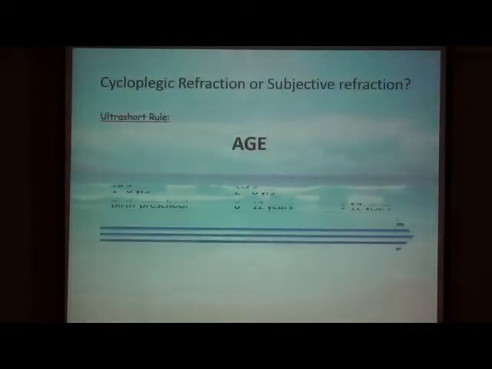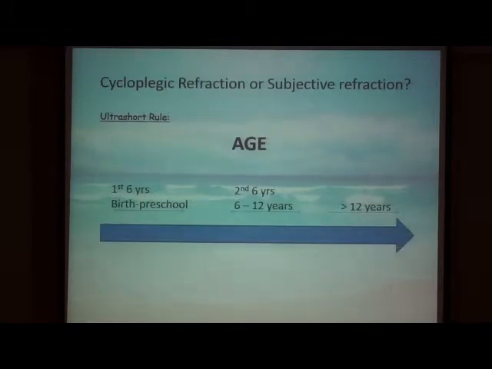So to summarize this, I think this slide can be nice to summarize things, so you don't get confused. At the end, what's the number I should prescribe and what's the number I should not? When should I do subjective refraction, and when should I do cycloplegic refraction? I think this slide can answer this question.